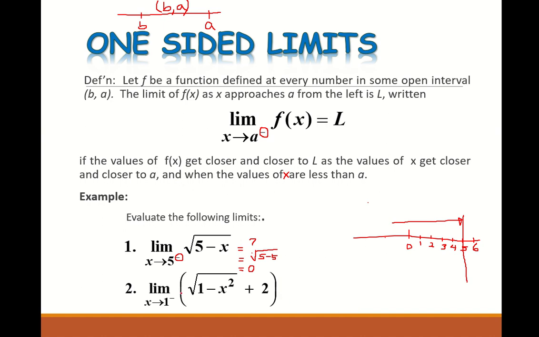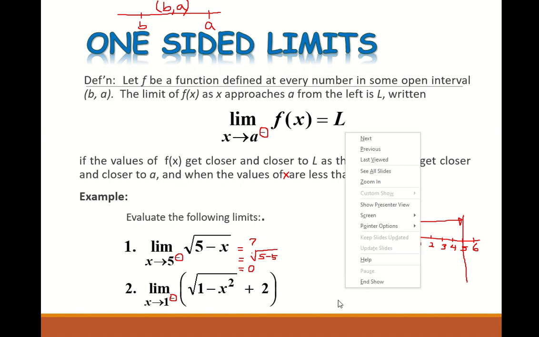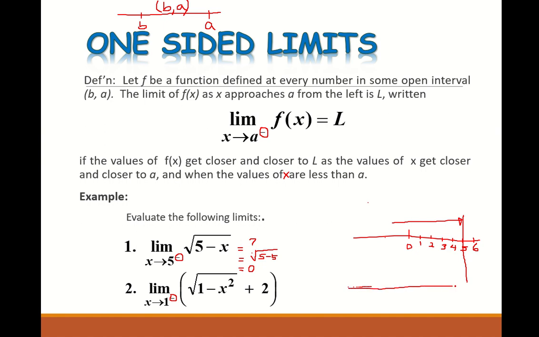Another example is this one: the limit of the quantity square root of 1 minus x squared, plus 2, as x approaches 1 from, again, the left. For our number line, this is our 0, we have our 1 here, our 2, our 3. The number approached is 1, so this is our 1, then from the left.